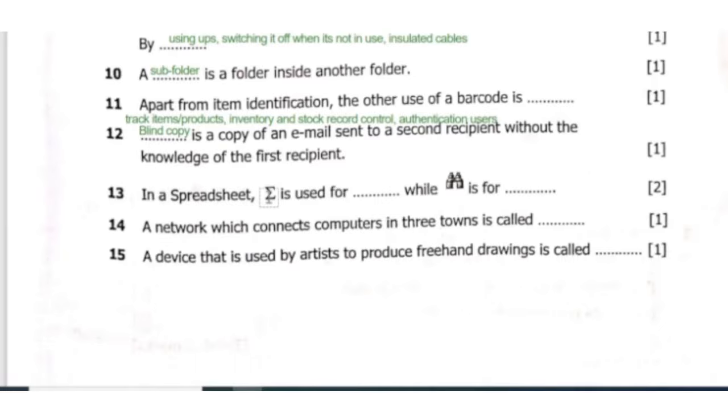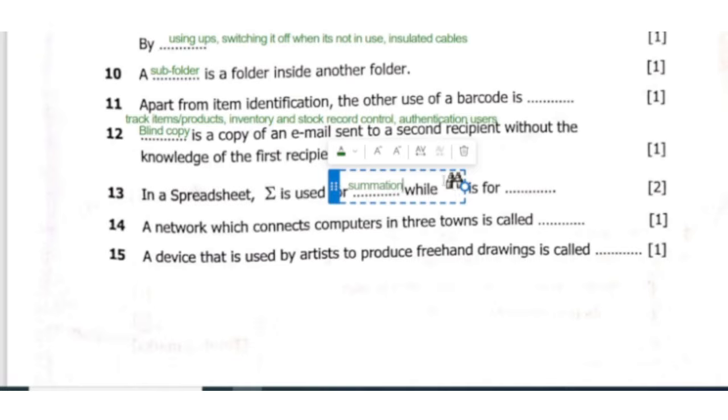In a spreadsheet dash is used for dash. Okay, so this is used for when you want to find the sum. So we can say it's used for summation. If you have items that you need to find the total, then you come here, it will help you to sum. That's why it's summation, so when you enter this, it gives you the total of what you have done in the spreadsheet.